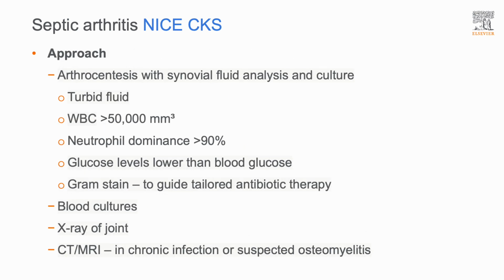To diagnose septic arthritis, an arthrocentesis with synovial fluid analysis and culture is performed. Typical features seen on synovial fluid analysis include turbid fluid, a white blood cell count over 50,000, a neutrophil dominance of over 90%, glucose levels lower than that of blood glucose, and a gram stain should be performed to guide antibiotic therapy. Blood cultures should be taken, and x-rays of the joint should be performed to identify any bony lesion or destruction. CT or MRI imaging can be indicated in chronic infection or those with suspected osteomyelitis.